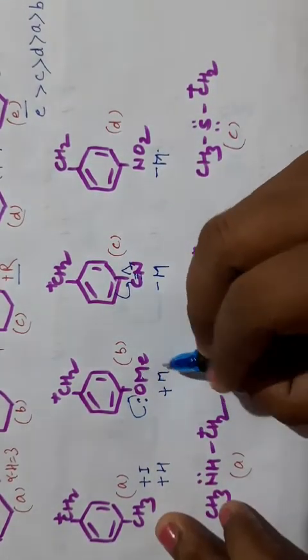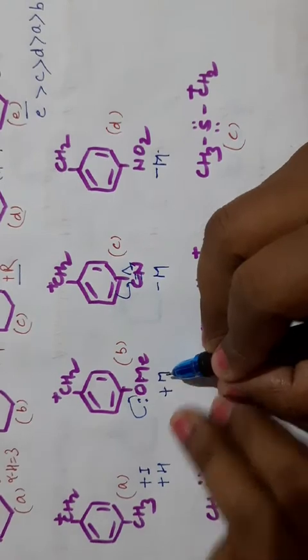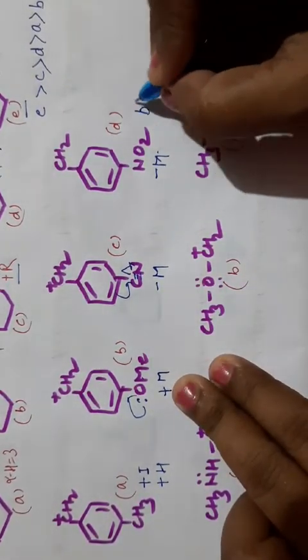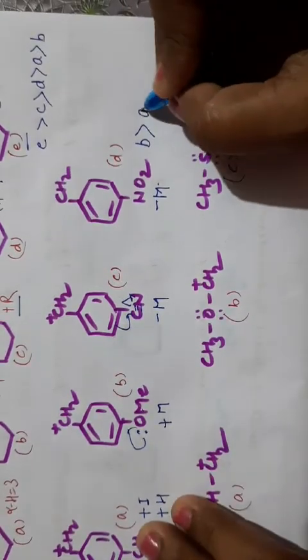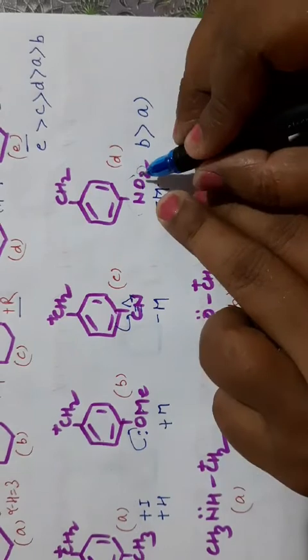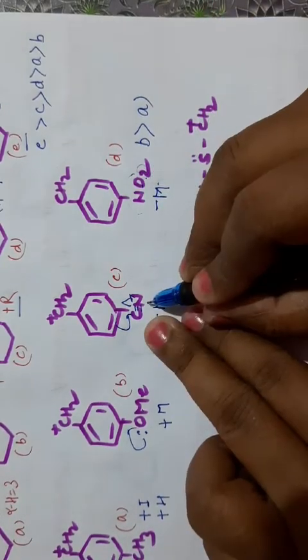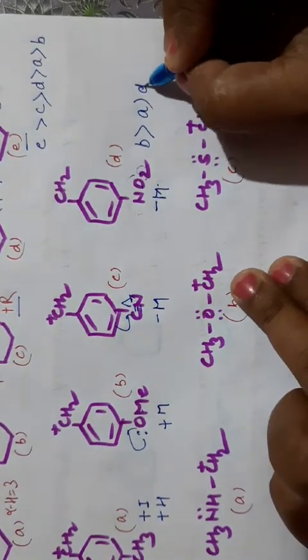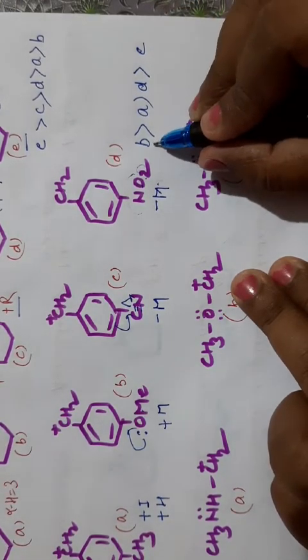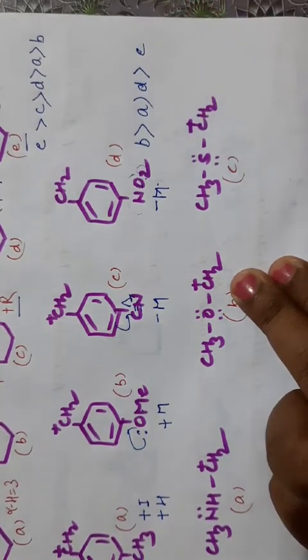Out of these two effects, it is showing plus M. Plus M is stronger than plus I or plus H. So first one will be B, then A. Now between these two groups, it is a strong minus I group. It has a stronger minus I effect as compared to the cyanide group. So D and then C. So this will be the arrangement: B, A, D and C.